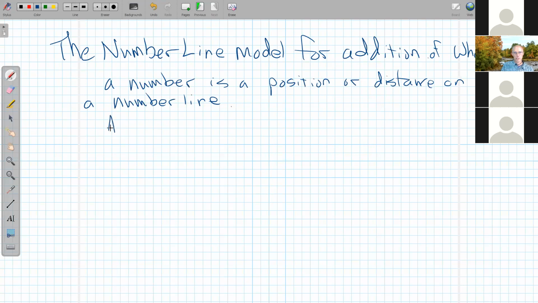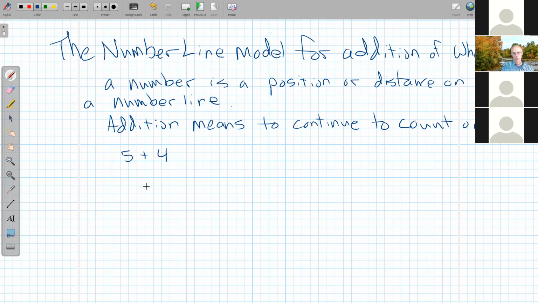And then addition just means to continue to count on the number line. There's a couple of versions of this. So for example, if I wanted to show 5 plus 4 like I had earlier, I first need a number line. And then that number line needs numbers.